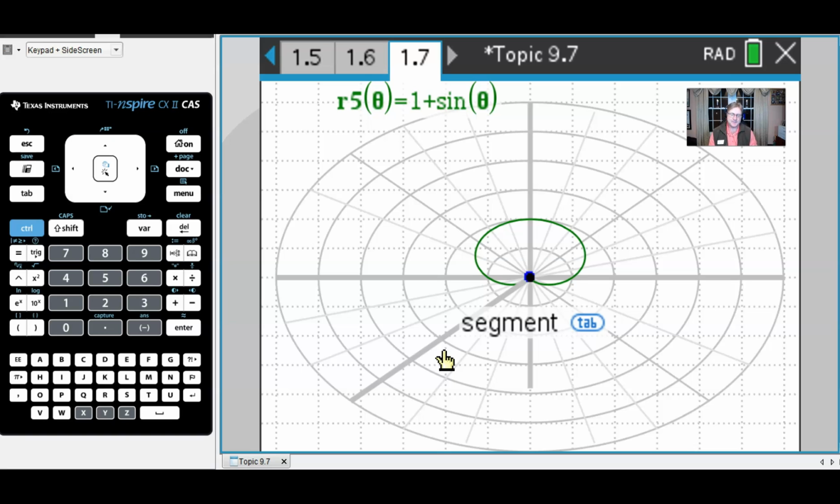We only have just another short video here to show you that's going to kind of close the doors on polar and calculus, and we're going to dive into some more advanced calculus that you can do with polar.